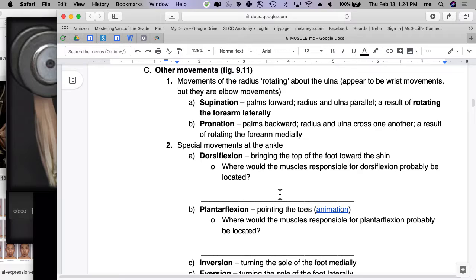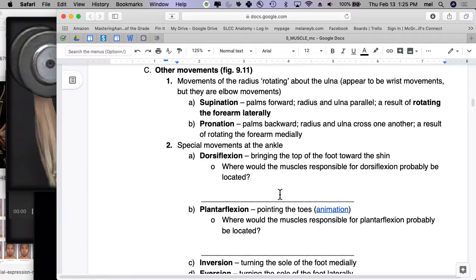Anybody know a muscle that's on the anterior surface crossing the ankle joint? It's on the anterior surface of the tibia. It's called the tibialis anterior. And I'll bet you $1 million that it is not a plantar flexor. It's a dorsiflexor, yes? And then plantar flexion is doing this, like standing on your toes. Where's the muscle going to be that's responsible for doing that? Posterior surface, right? And it has to cross the ankle joint. That's plantar flexion.